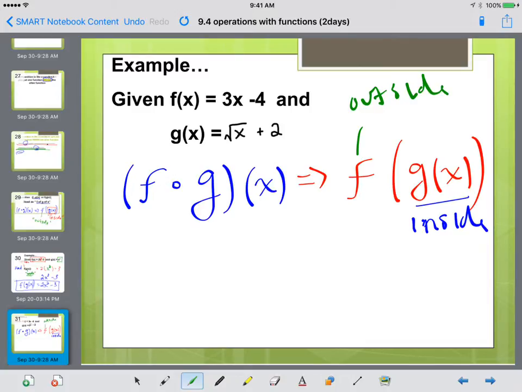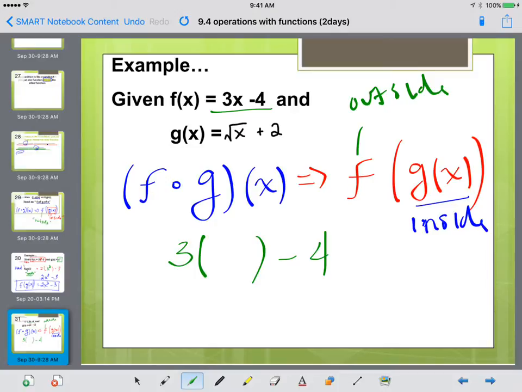So step 1 says to write the outside equation and leave space where the x is written. So I'm not going to write anything where the x is. I'm just going to put parentheses, leave a space. So we have, I'm going to write 3, not going to write that x, leave a space, minus 4. That's step 1.